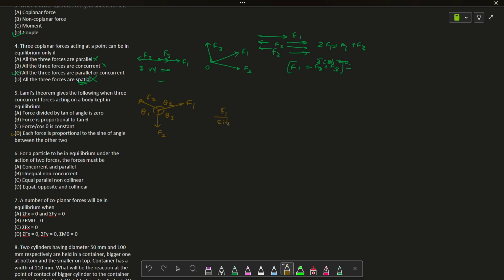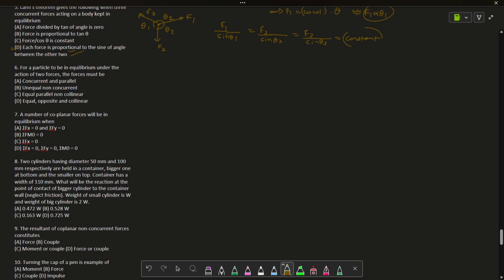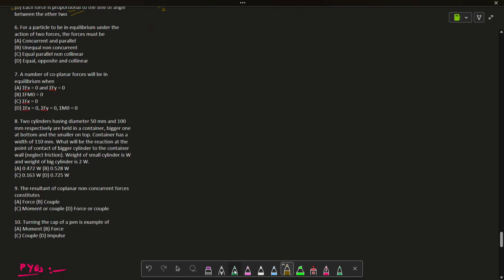So according to Lami's theorem, F1 over sine theta 1 equals F2 over sine theta 2 and equals F3 over sine theta 3. We have studied this one. Actually it says that these three terms are constant. So force is proportional to the sine of the angle between the other two. So this term is constant, that means F1 is a constant multiplied by sine theta 1. So that option is correct. This is a direct, straightforward question, nothing to think about in any options, so I directly told the answer there.